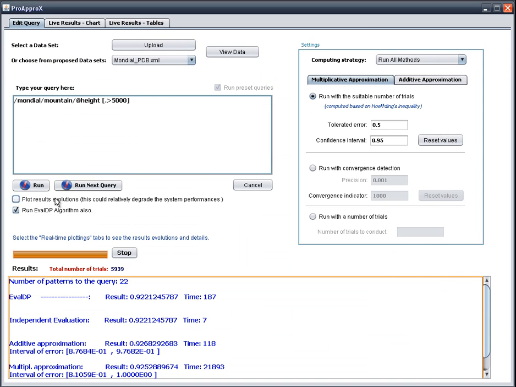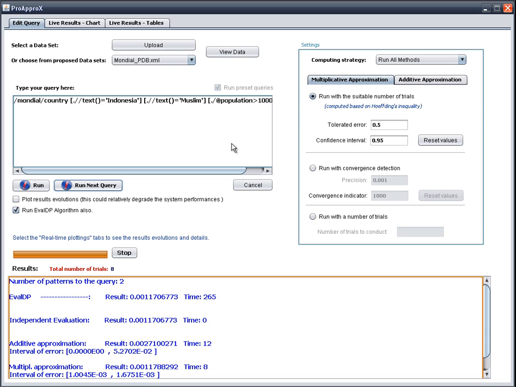The next query asks for a country having descendant text nodes Indonesia and Muslim, and a population attribute node whose value exceeds 10 million. There are 2 matches for this query, and the value of the result is very low. Additive approximation gives relatively poor precision, whereas multiplicative ends with a high accuracy and performance.